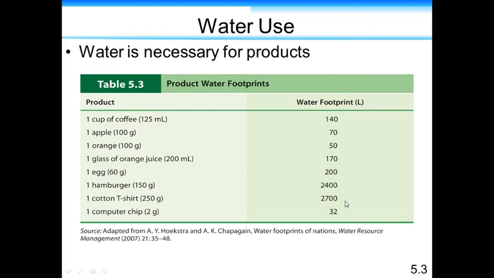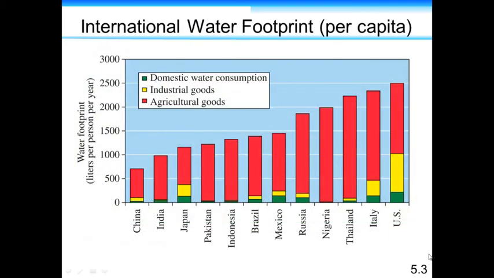We need to keep that in mind as far as how we reuse and recycle materials and how much water is needed to produce those materials. This graph here just indicates the water footprint for different countries, with red being agricultural goods, yellow industrial, and green domestic. There's not too much difference between these various countries in terms of domestic water consumption. China and India much less than Japan, as well as Pakistan and Indonesia are more on the order of China and India. The US is one of the largest domestic water consumers.